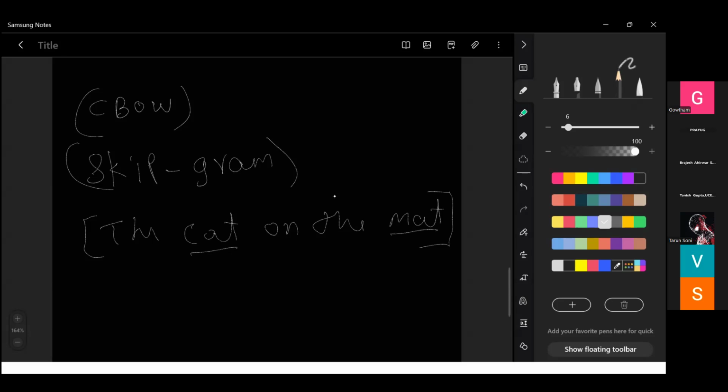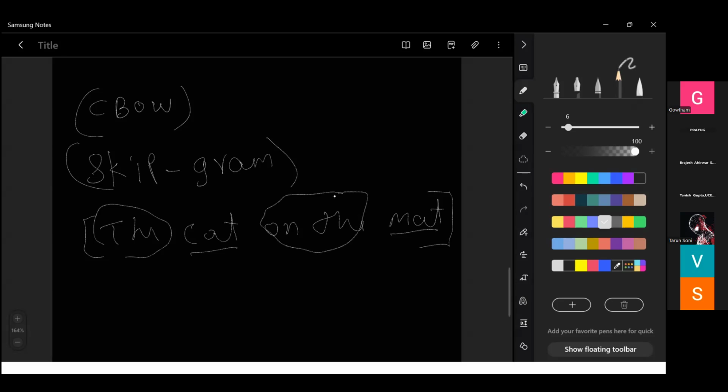So when you go with continuous bag of words, its main target is to predict the target word from the surrounding words. Keeping the surrounding words, it makes the prediction of the target.